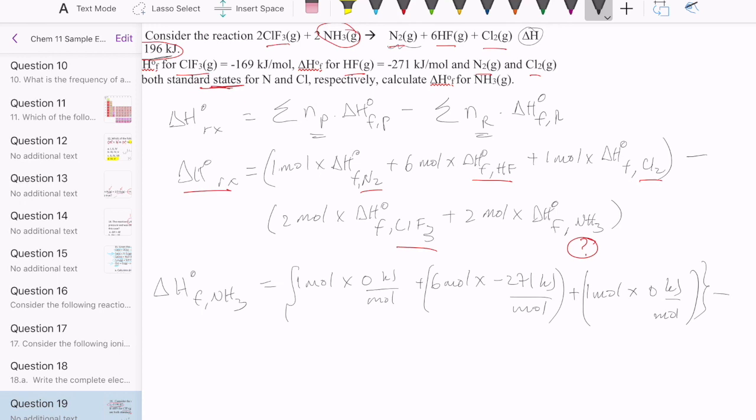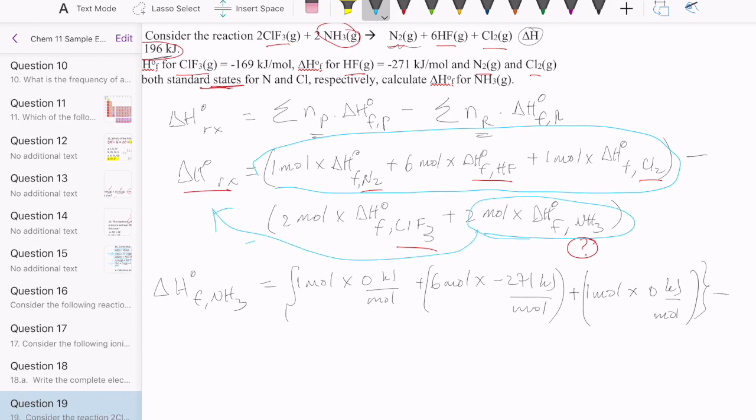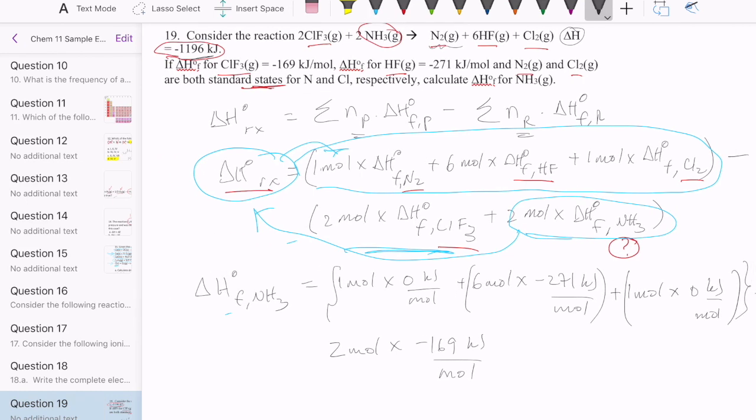So this is originally here, right? When I did my algebra, I moved this term, which is negative 2, to that side, so that becomes positive 2, and I'll divide by that 2 in a second. What's left is that I'm still going to subtract this term right here. So minus 2 moles times the enthalpy of formation of ClF3, which is negative 169 kilojoules per mole. And then remember that in the algebra, this thing is brought to the right side. If that's brought to the right side, then the sign changes. So the original value is negative 1196, so it becomes positive 1196 kilojoules.